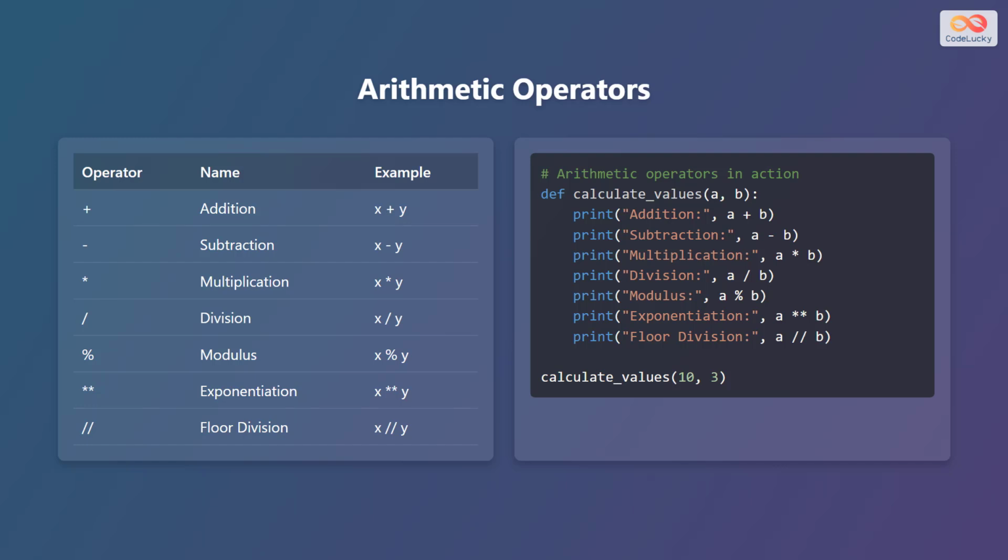Here is an example of how we can use these operators in code. The code defines a function, calculate_values, that takes two arguments, a and b. The function then prints the result of addition, subtraction, multiplication, division, modulus, exponentiation, and floor division of a and b. Finally, the function is called with the values 10 and 3.